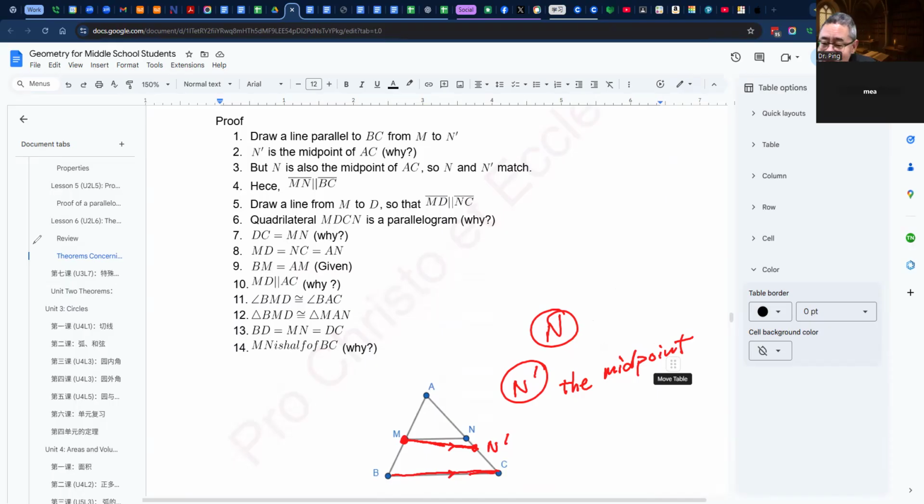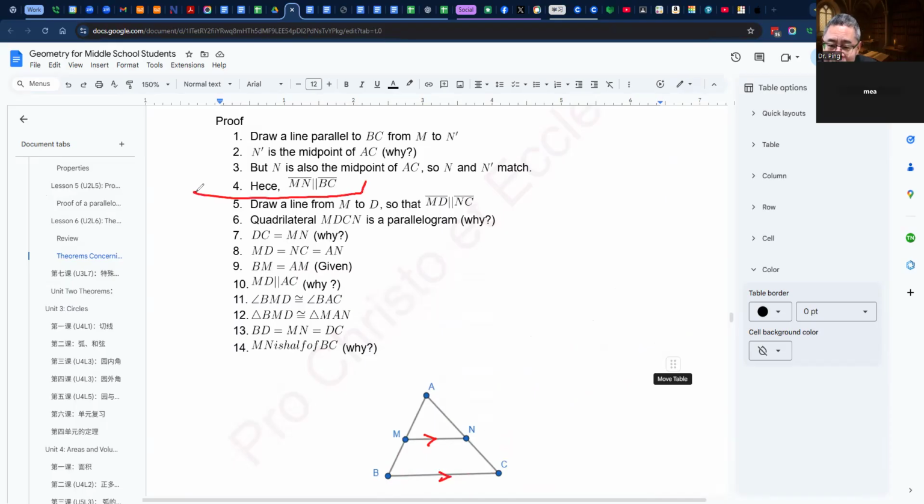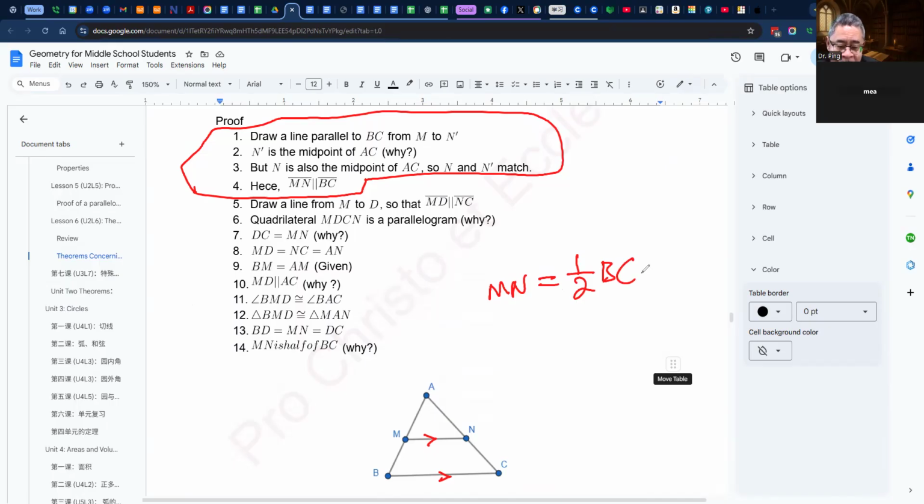Okay, so that's how we got that done, to prove that MN is parallel to BC. That's the first part. Now, once we have that, we're going to use triangle congruency to prove that MN is half of BC. So that's the second part, the second half.